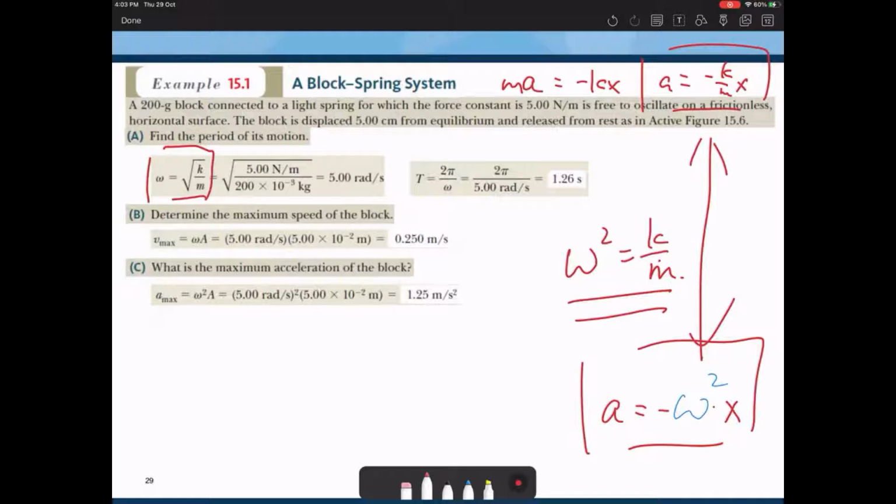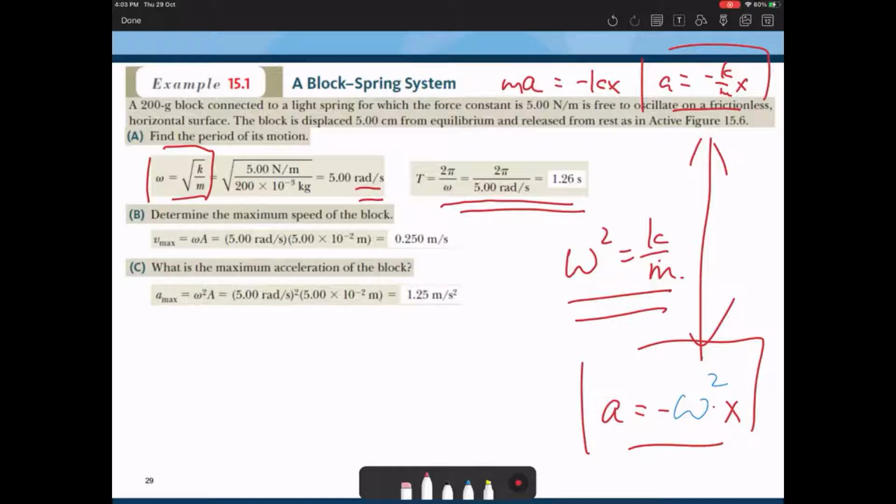So the rest is just a substitution of the numbers. The unit here is radian per second. It is the angular frequency. So that is the unit of the angular frequency. Period of the oscillation is equal to 2 pi over omega. And so that is the time of one oscillation.